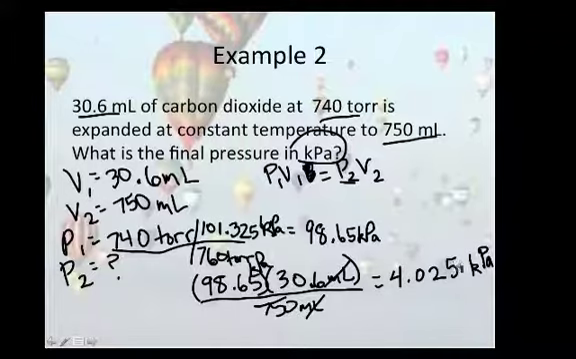4.025. Does that seem like a reasonable amount? That's a very low pressure, huh? Right, but the volume. Okay, so we started at 30 milliliters. Right. And expanded. Quite a bit. Yeah. So for the pressure to drop quite a bit, makes sense.